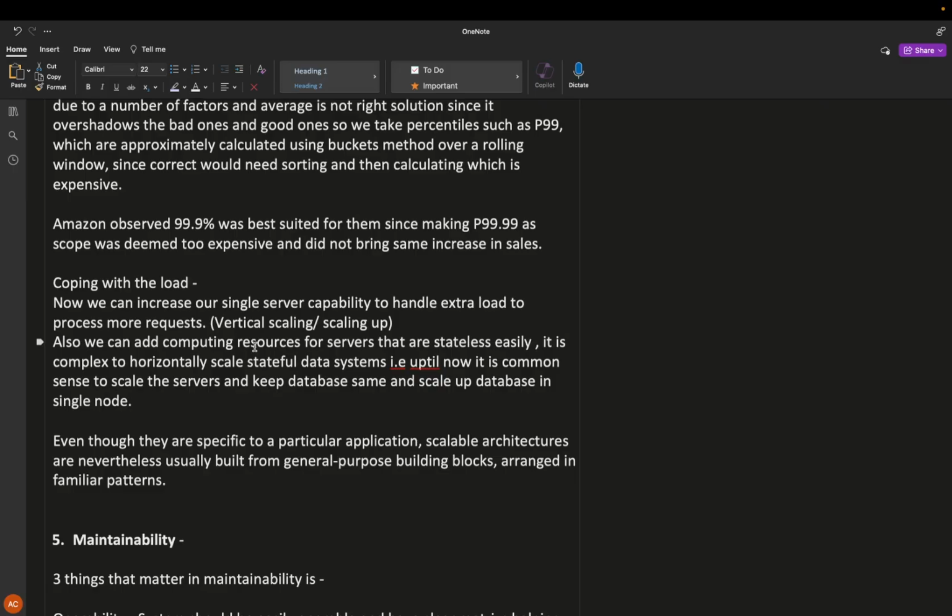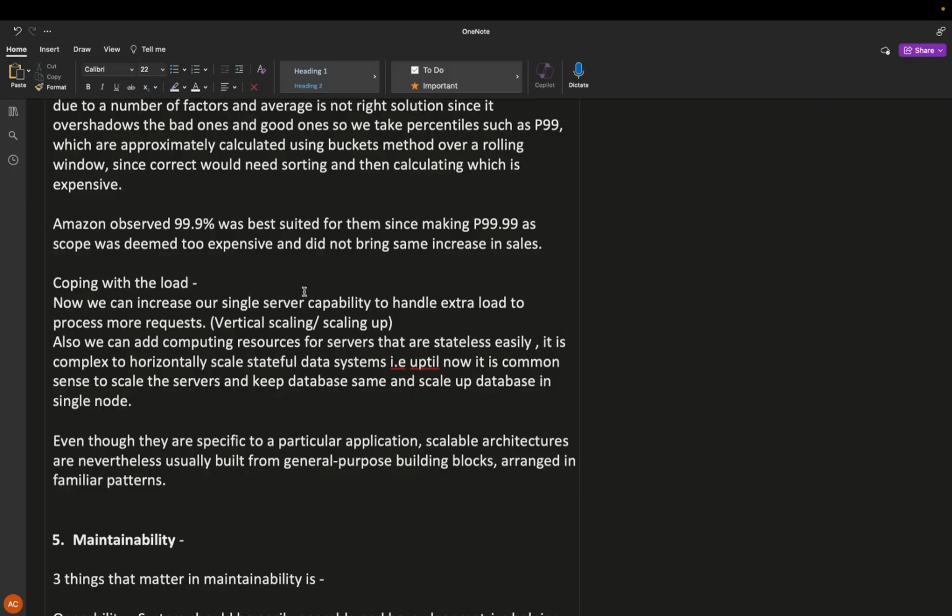There are usually two mechanisms, called vertical scaling and horizontal scaling. In vertical scaling, we increase a single server's capability to handle extra load and process more requests. Say we have a computer that was serving requests. Now we buy a bigger computer and increase the capability of that single computer. We increase the memory, the CPU, and put in more cores, so that it is able to handle more load and more requests.